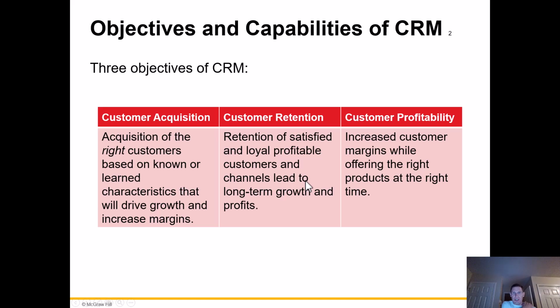Now, the three objectives of CRM: acquisition, retention, and profitability for customers. So, acquisition of the right customers, obviously, based on known or learned characteristics that will drive growth and increase margins. And with respect to customer retention, here we're thinking about the retention of satisfied and loyal, profitable customers, and channels that lead to long-term growth and profits. And for customer profitability, increase customer margins while offering the right products at the right time.